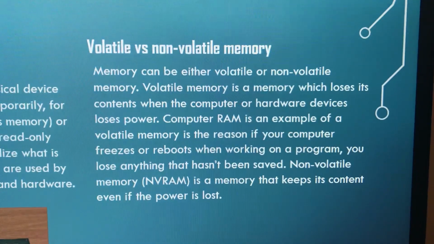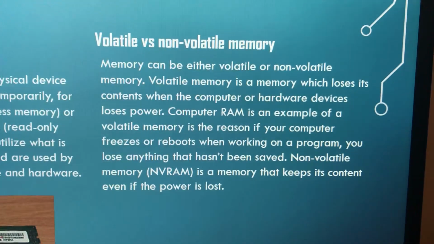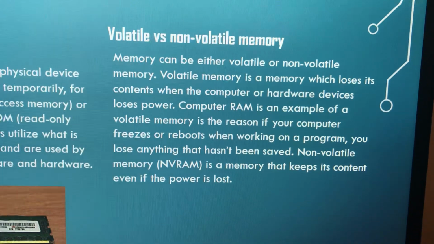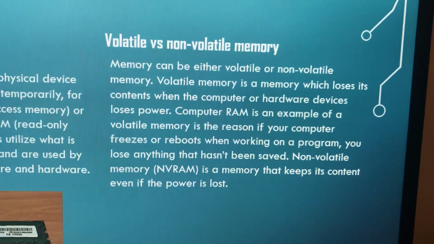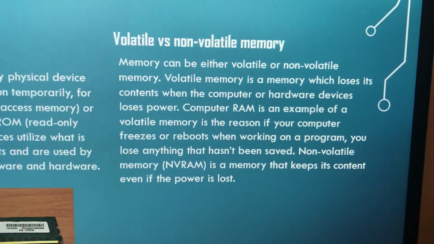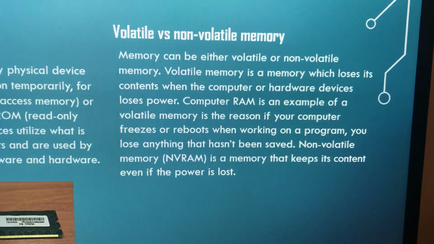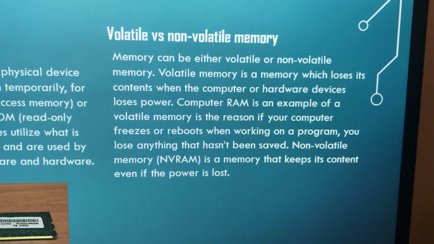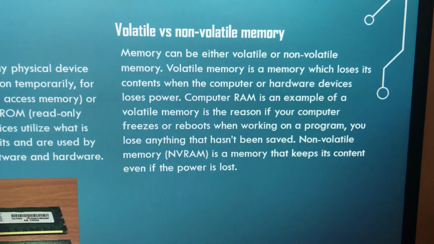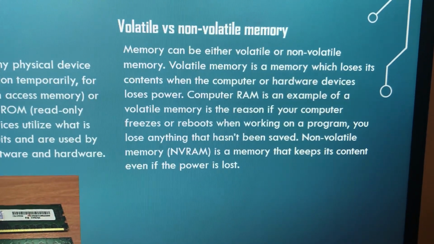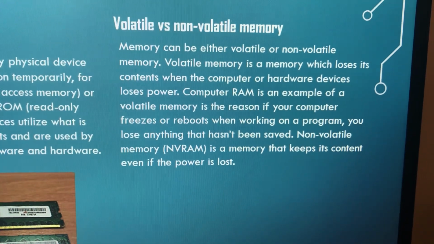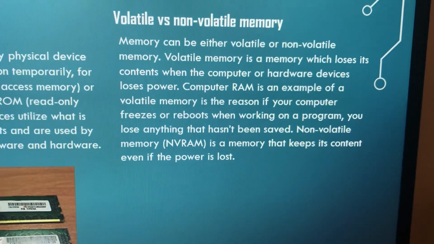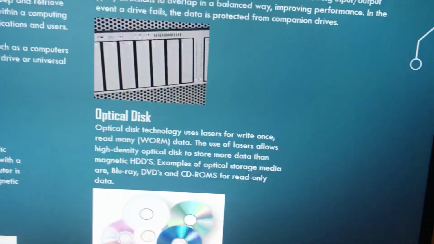You can come across volatile versus non-volatile memory. Memory can be either volatile or non-volatile. Volatile memory is a memory which loses its contents when a computer or hardware device loses power. Computer RAM is an example of a volatile memory. It is the reason that if your computer freezes or reboots when working on a program, you lose anything that hasn't been saved. Non-volatile memory is a memory that keeps its content even if the power is lost.